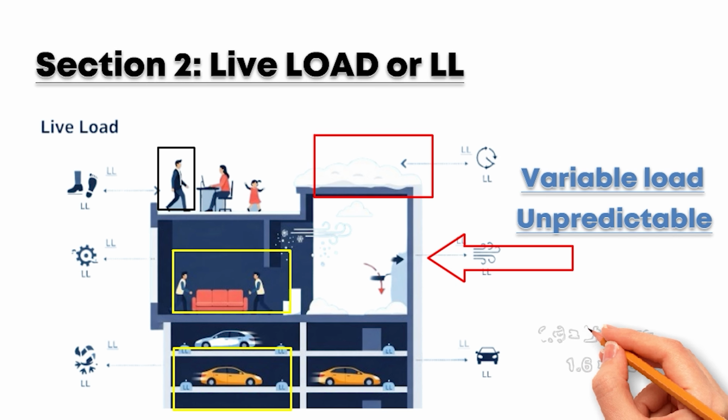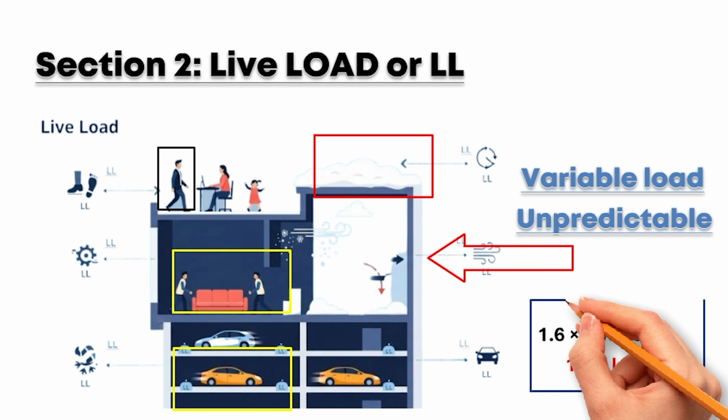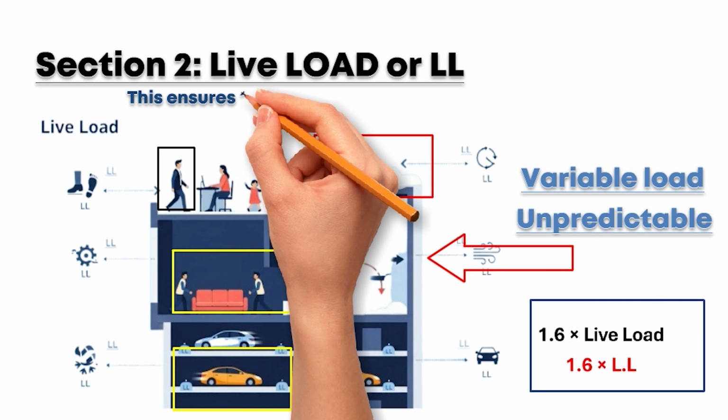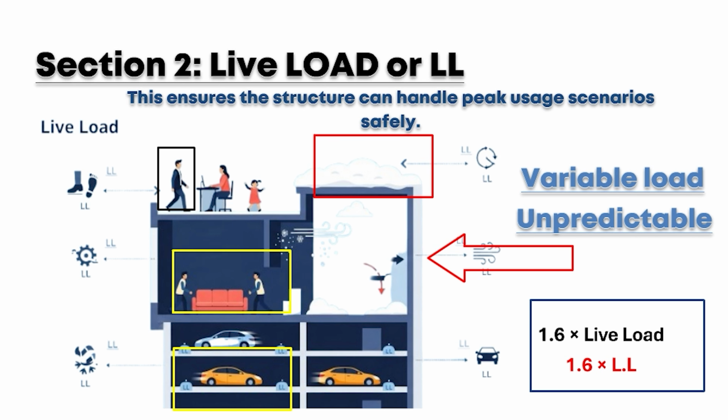The ACI code requires a higher safety factor of 1.6 times the live load. This ensures the structure can handle peak usage scenarios safely.